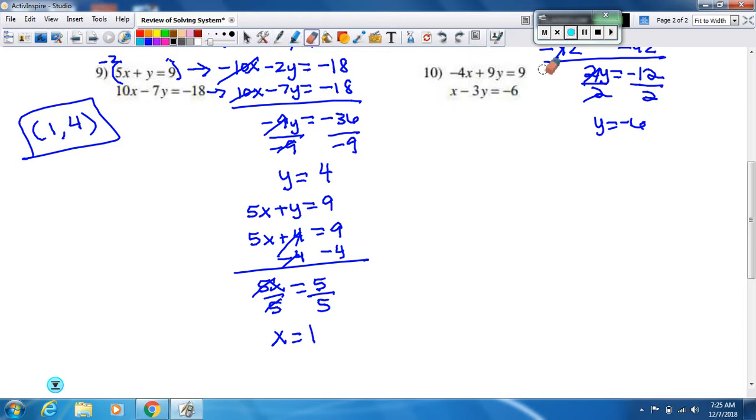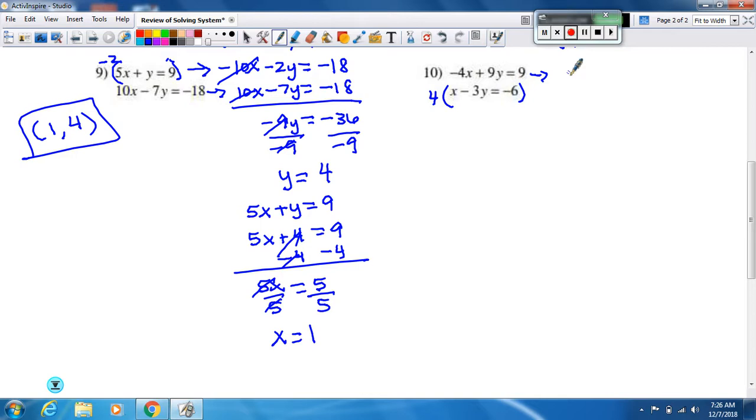Okay, on the next one. Negative 4x plus 9y equals 9 and x minus 3y equals negative 6. I'm going to multiply the bottom equation by 4 to get my x's to cancel. So leave the top equation alone. Negative 4x plus 9y equals 9. The bottom equation, multiply everything by 4. So 4 times x is 4x. 4 times negative 3y is negative 12y equals 4 times negative 6, which is negative 24.